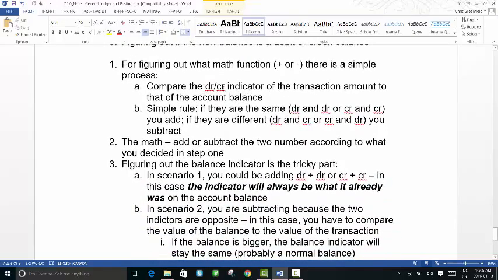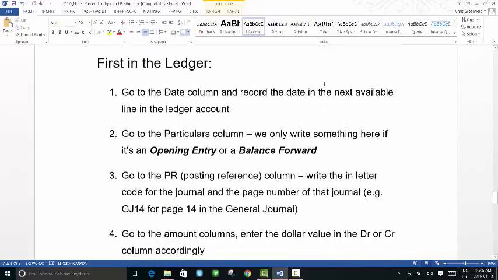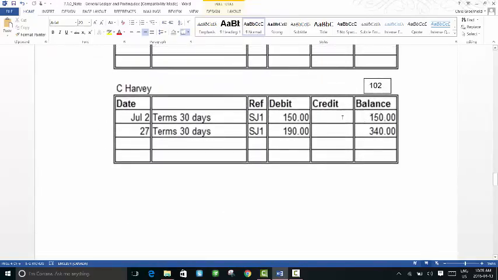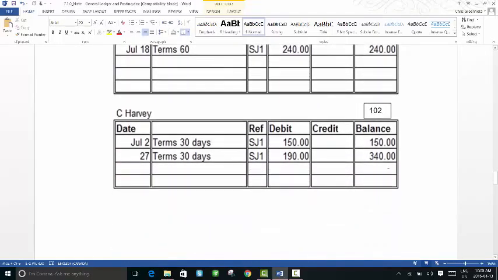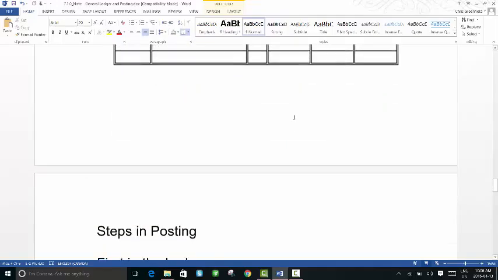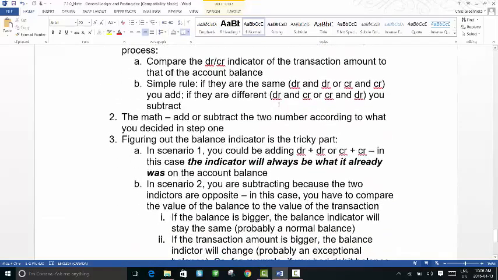You compare the debit or credit indicator on the transaction to that of the account balance. So going back up here, if I have a debit balance and a debit entry, or up here if I had a credit balance and a debit entry, that's what I'm comparing. So the existing balance to the new entry. The rule is very simple. If they are the same, you're going to add. If they are different, so if it's a debit and a credit or a credit and a debit, you're going to subtract.